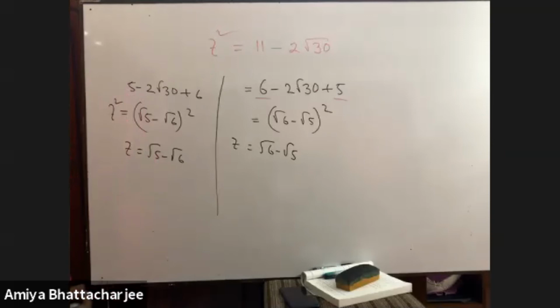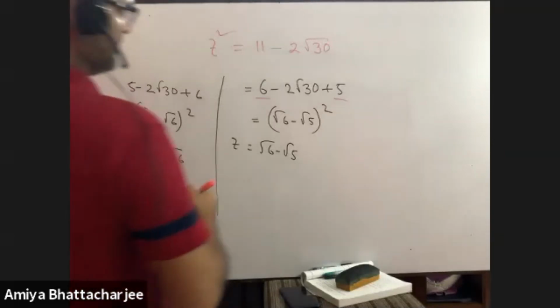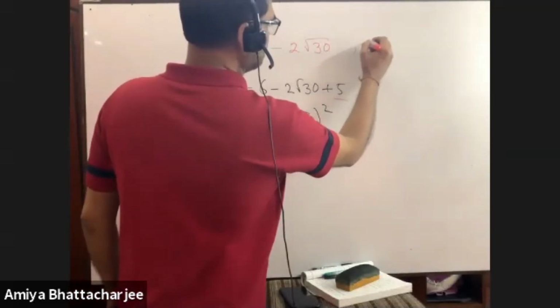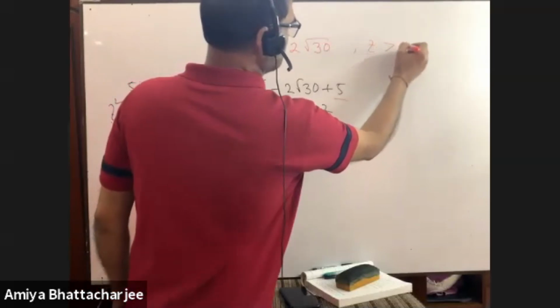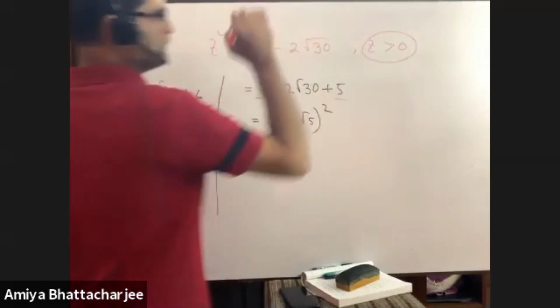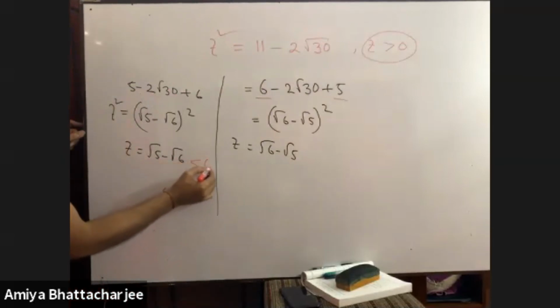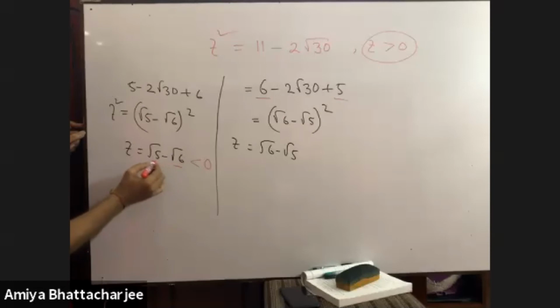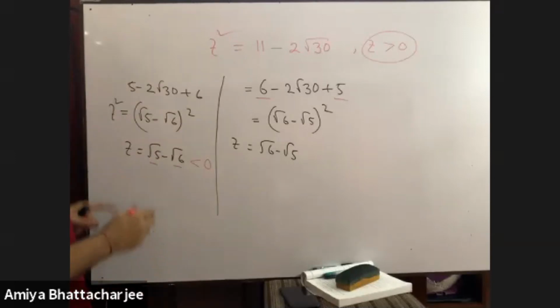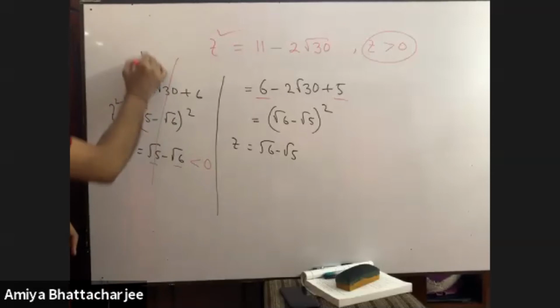To avoid this confusion, in the exam hall you will get where z is greater than 0. You see here z is less than 0 because root 6 is greater than root 5. If you calculate it, it will be negative, right? Root 5 minus root 6, the value is negative. Then it is wrong.